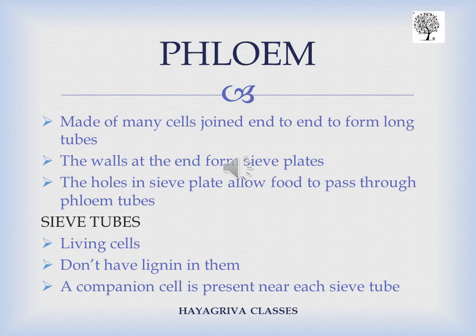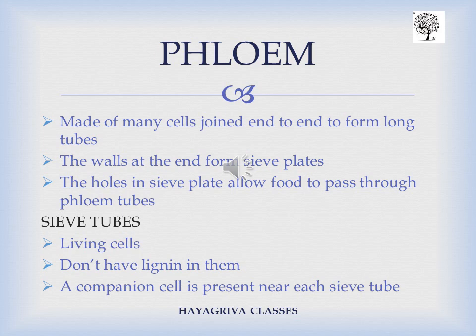Then what is the friend doing? Always your friend will supply you with energy, isn't it, to pass the whole day. So like that, companion cells will supply the sieve tubes with certain requirements. So with each sieve tube, you can find a companion cell.